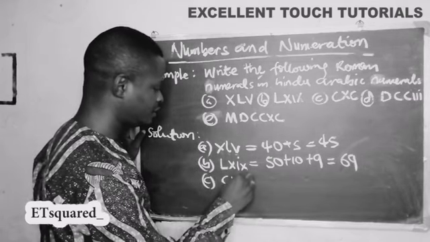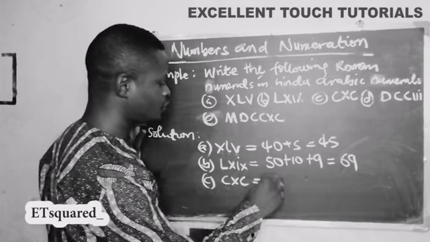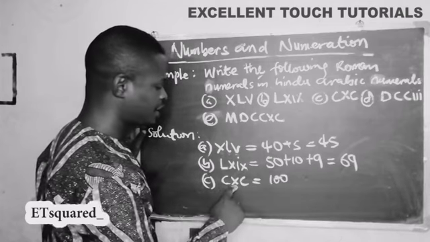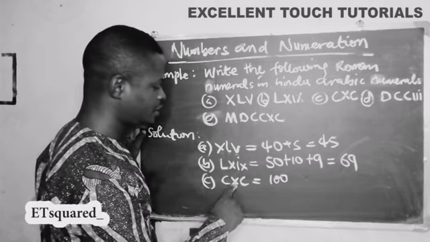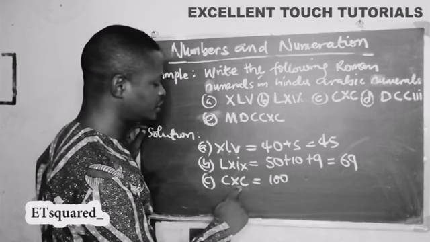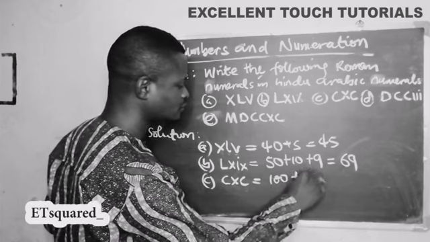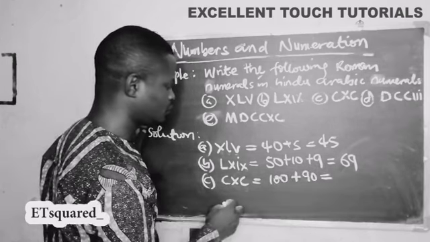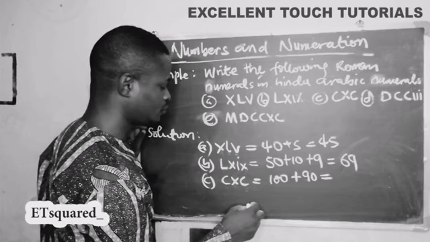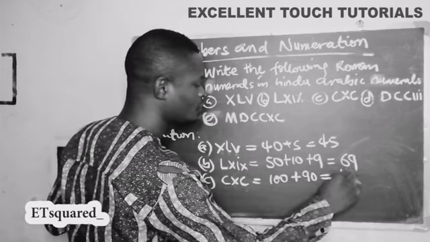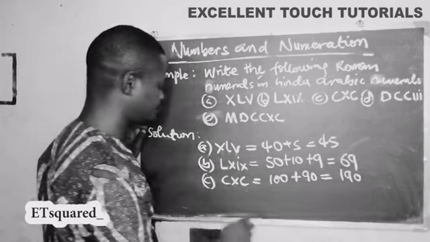Next we have CXC. C is 100. X is 10. But 10 is coming before 100 again, so it means they are taken together. So 100 minus 10 is 90. So that will be equal to 190.